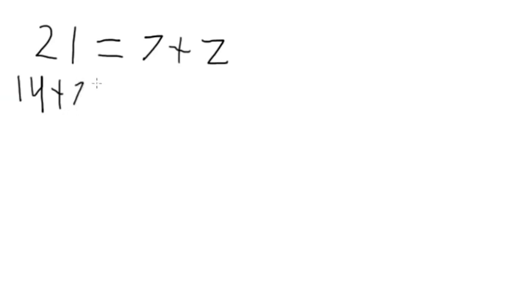The equation is now 7 plus 14 equals 7 plus c. Remove a 7 from both sides. c equals 14.